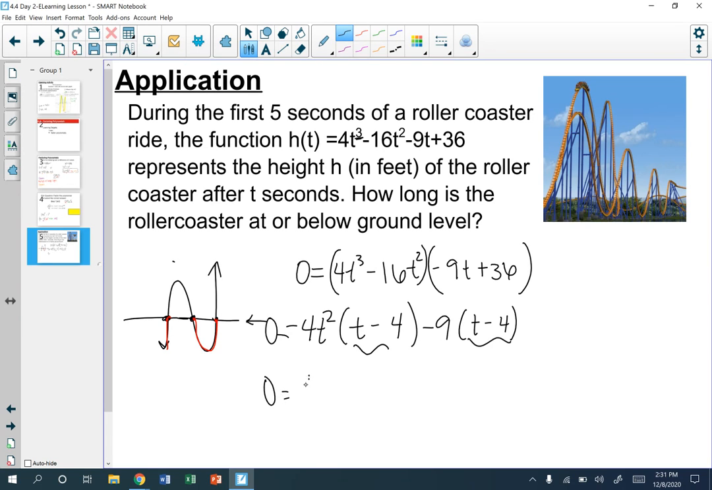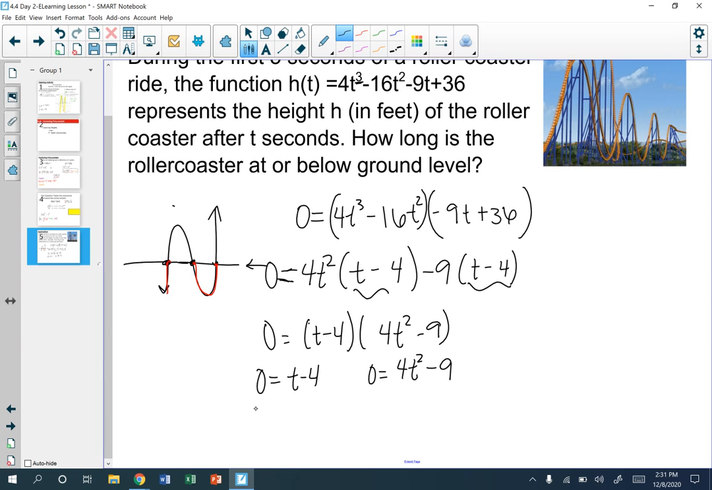So I have t minus 4 times 4t squared... oh, that's a positive 4... minus 9. This is part of the equal sign. Whoops. All right, now I set both of these terms equal to 0 just as if we were factoring a quadratic. Similar. So now I need to solve for t. So here I get 4 equals t. Get 9 equals 4t squared.